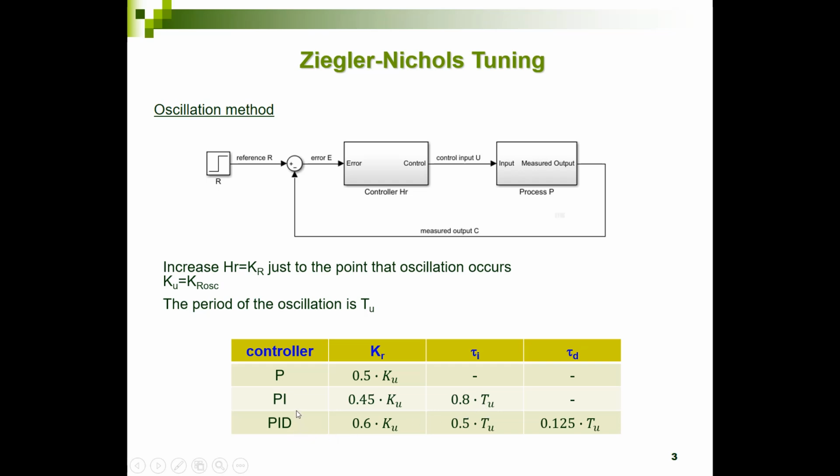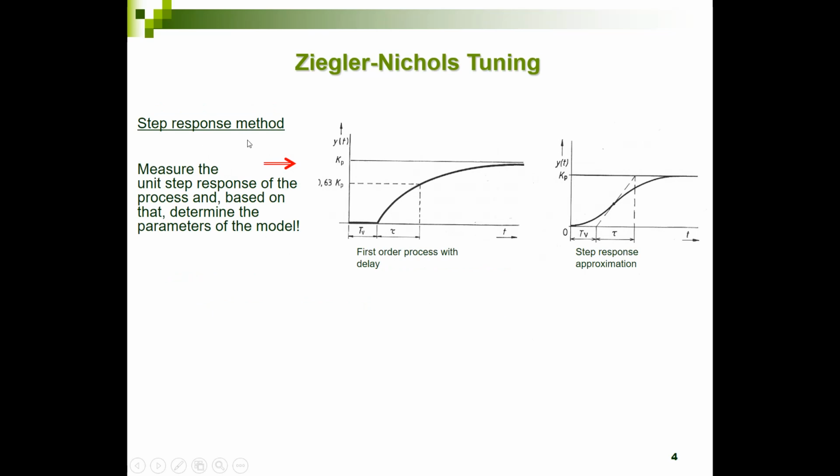When you're going to apply a PID controller, you can increase the Kr to 60% of Ku, so the value at which the system starts to oscillate. Define the integration time constant tau I to 50% of Tu, and define the differentiating time constant tau D to Tu over 8, so 0.125 times Tu. That's the oscillation method, but not every system may be brought into oscillation or will even start oscillating. So there is another method Ziegler-Nichols defined, which is the step response method.